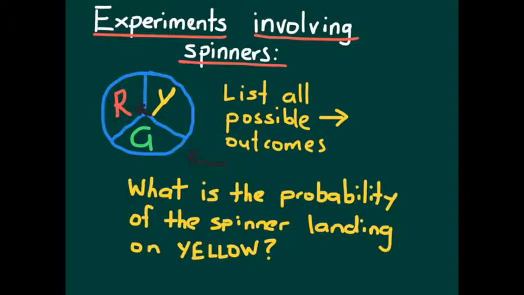Well, the 3 possible outcomes are red, yellow, and green. They're the 3 possible outcomes. And the question here says, what is the probability of the spinner landing on yellow? Well, there is a 1 chance out of 3. So there's a third chance of it landing on yellow.